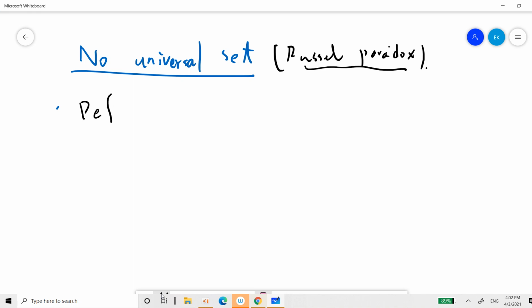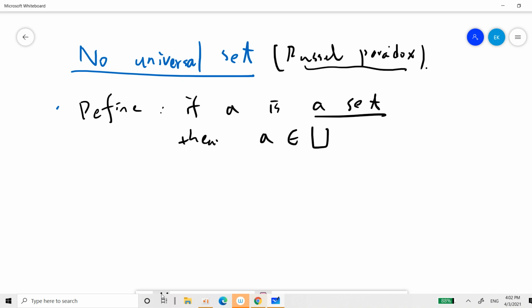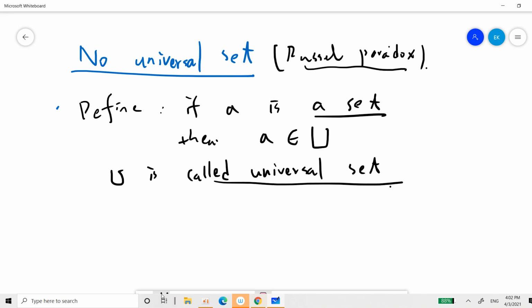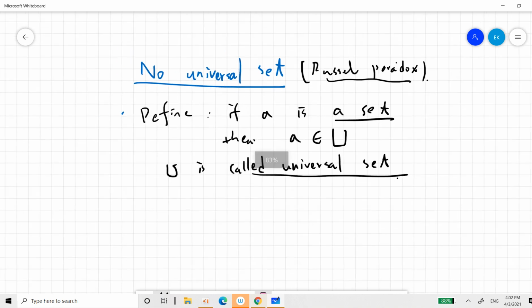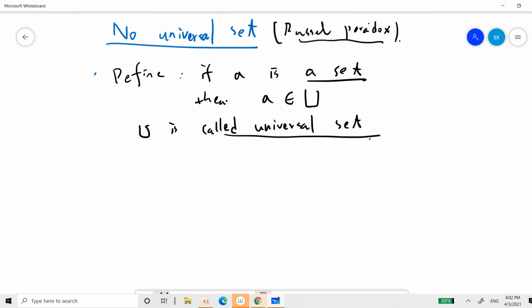Let's define a universal set and then prove it. A universal set means that if A is a set, then A belongs to U. This U is called a universal set. The famous theorem is that universal sets cannot exist in Zermelo-Fraenkel set theory with choice. So the theorem is that there's no U in ZFC set theory.